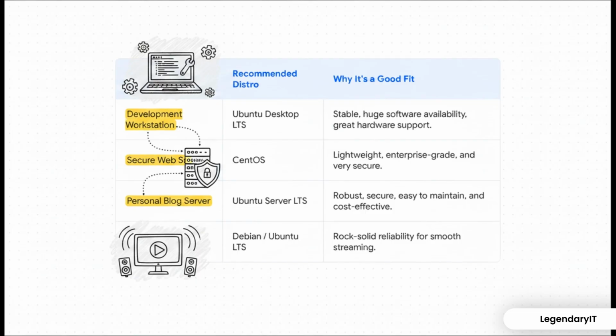Okay, what about a secure web server for a big company? You'd want something really minimal and secure, like CentOS. Now, for a personal blog server, Ubuntu Server is a fantastic choice. It's powerful, secure, but still pretty easy to manage. And what about that home media server you want to stick in a closet and just forget about? You want that set it and forget it reliability. That's a perfect job for Debian. See? It's all about picking the right tool for the job.